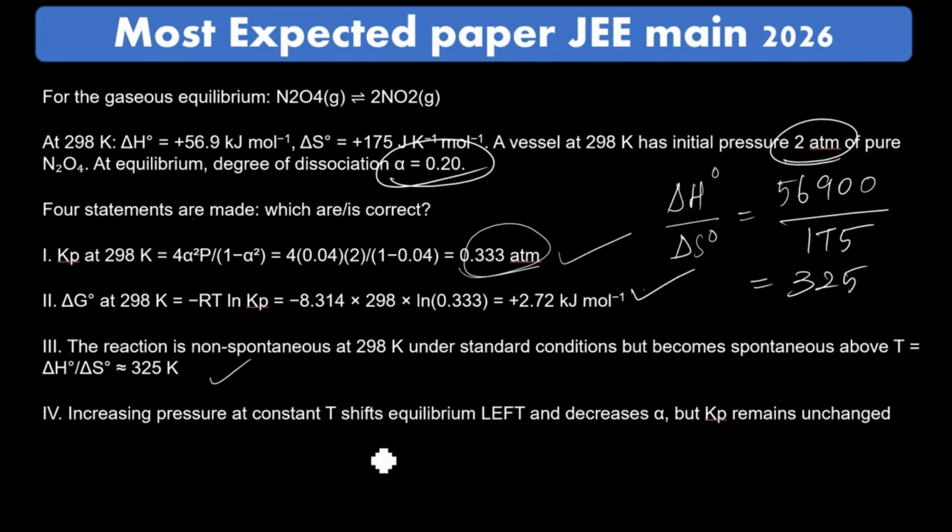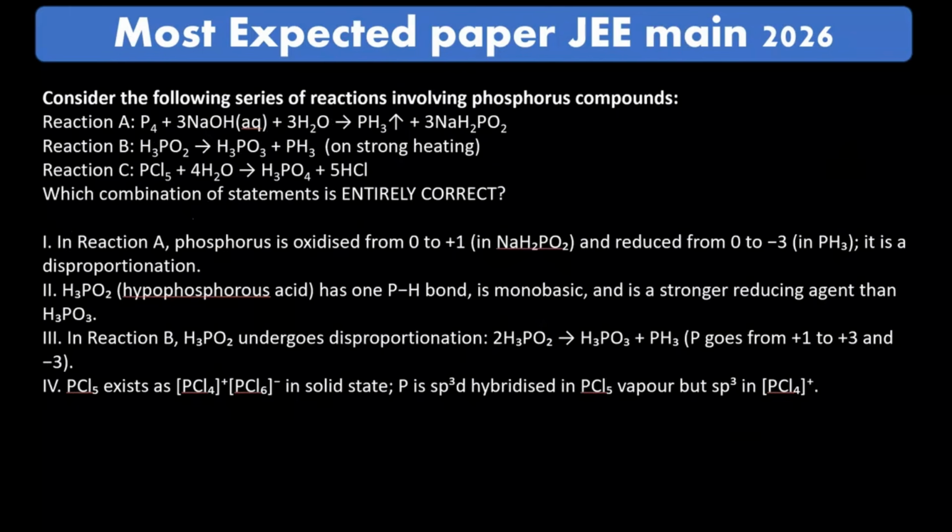And statement 4: increasing pressure at constant temperature shifts the equilibrium left and decreases alpha, but Kp remains unchanged. Yes, obviously, if I'm increasing the pressure, what will happen? Equilibrium will shift to fewer moles of gases, which means it will shift to the reactant side, to the left. And due to that, the dissociation will decrease. But Kp remains constant. Yes, that is also true, because it is a function of temperature only. So that will remain unchanged. So all 4 statements are right.